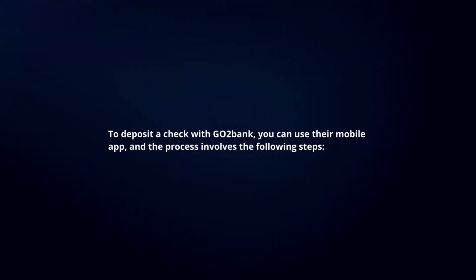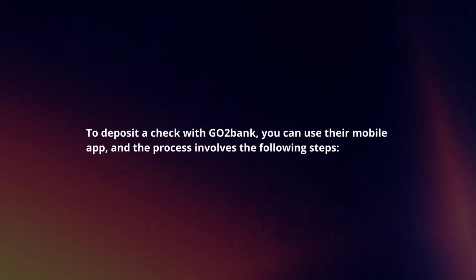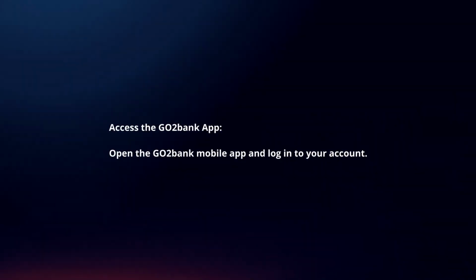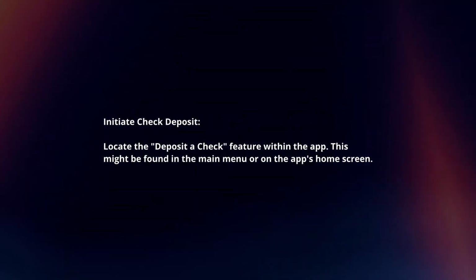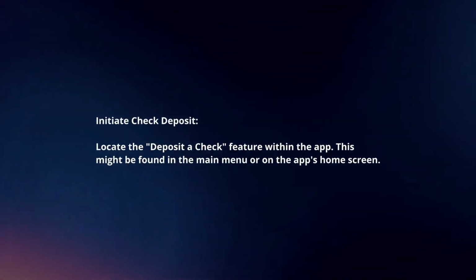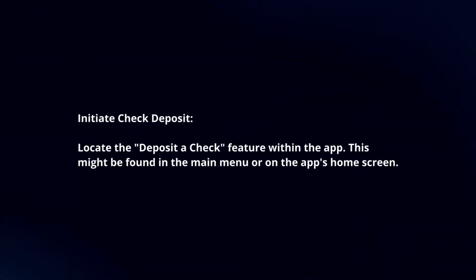To deposit a check with GO2bank, you can use their mobile app, and the process involves the following steps. Access the GO2bank app. Open the GO2bank mobile app and log into your account. Initiate check deposit. Locate the deposit a check feature within the app. This might be found in the main menu or on the app's home screen.